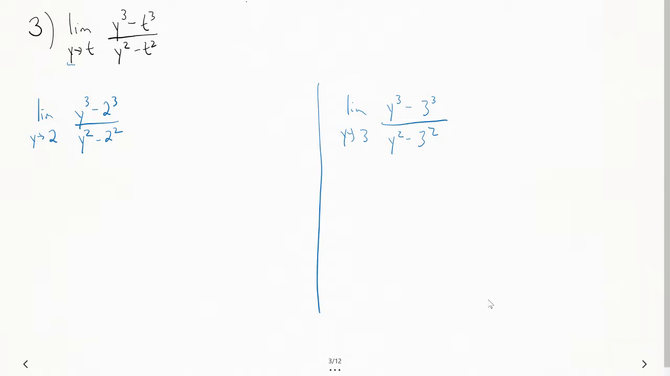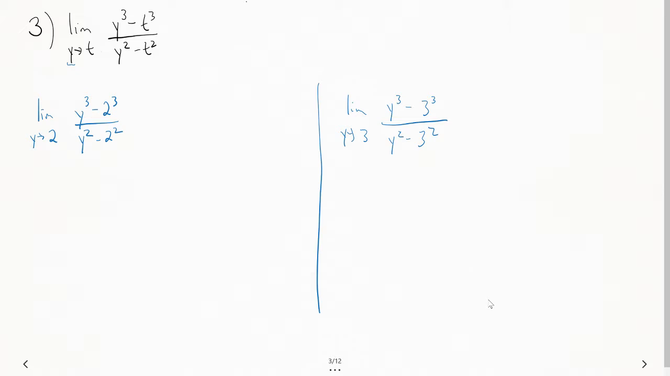So in this case, notice when you plug in 2, you get 2 cubed minus 2 cubed over 2 squared minus 2 squared equals 0 over 0. So what does that tell us? Well, that tells us in this case that we have an indeterminate form, so we're going to have to do something with this. Okay, so what do we have to do? Well, let's take a look.